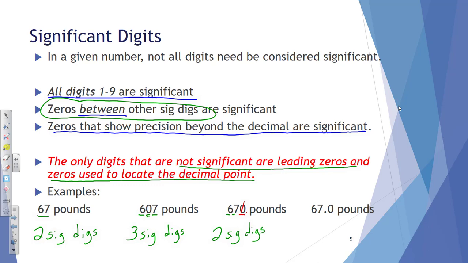What about 67.0? Certainly the 6 and the 7 are still significant, but then the question is, is that 0 significant? Now, if you take that 0 out, the decimal place doesn't move. Therefore, that 0 has another job. That 0's job is not just to locate the decimal point. That 0 shows that your scale weighed out to the 10th. It is significant. It shows precision. It's a case of this last one. Zeros that show precision beyond the decimal are significant, and so this measurement has 3 sig digs.